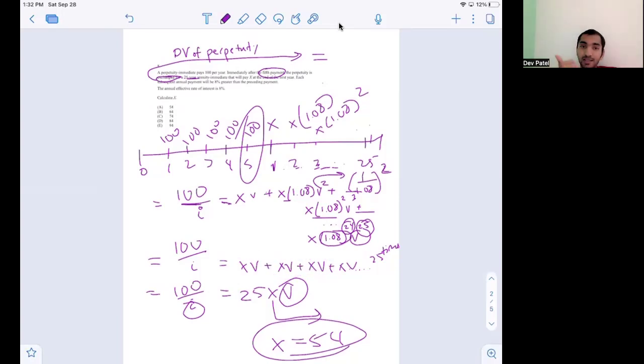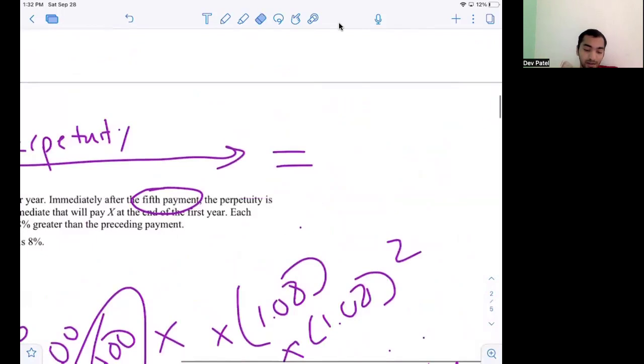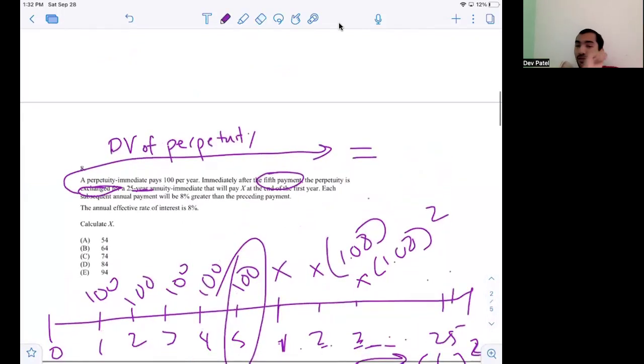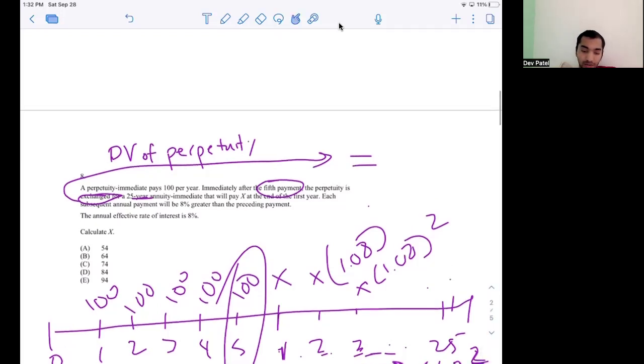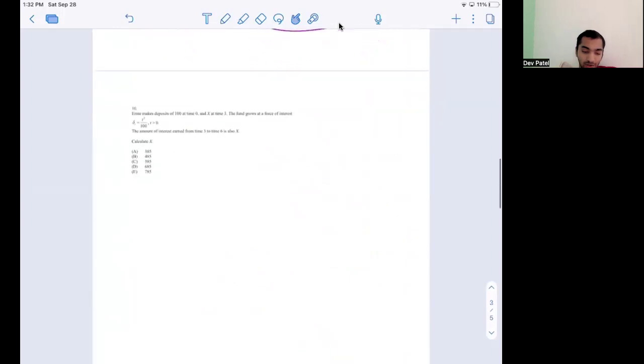Another thing to know is that the present value of a perpetuity is always going to be the same no matter the time step. This is a key concept we want to note here. Even if it was after the sixth payment, or after the seventh payment, the present value of the perpetuity is going to be 100 over i, no matter what time step you're at. Okay, so those were the two things I wanted to point out. Let's go to question 10.